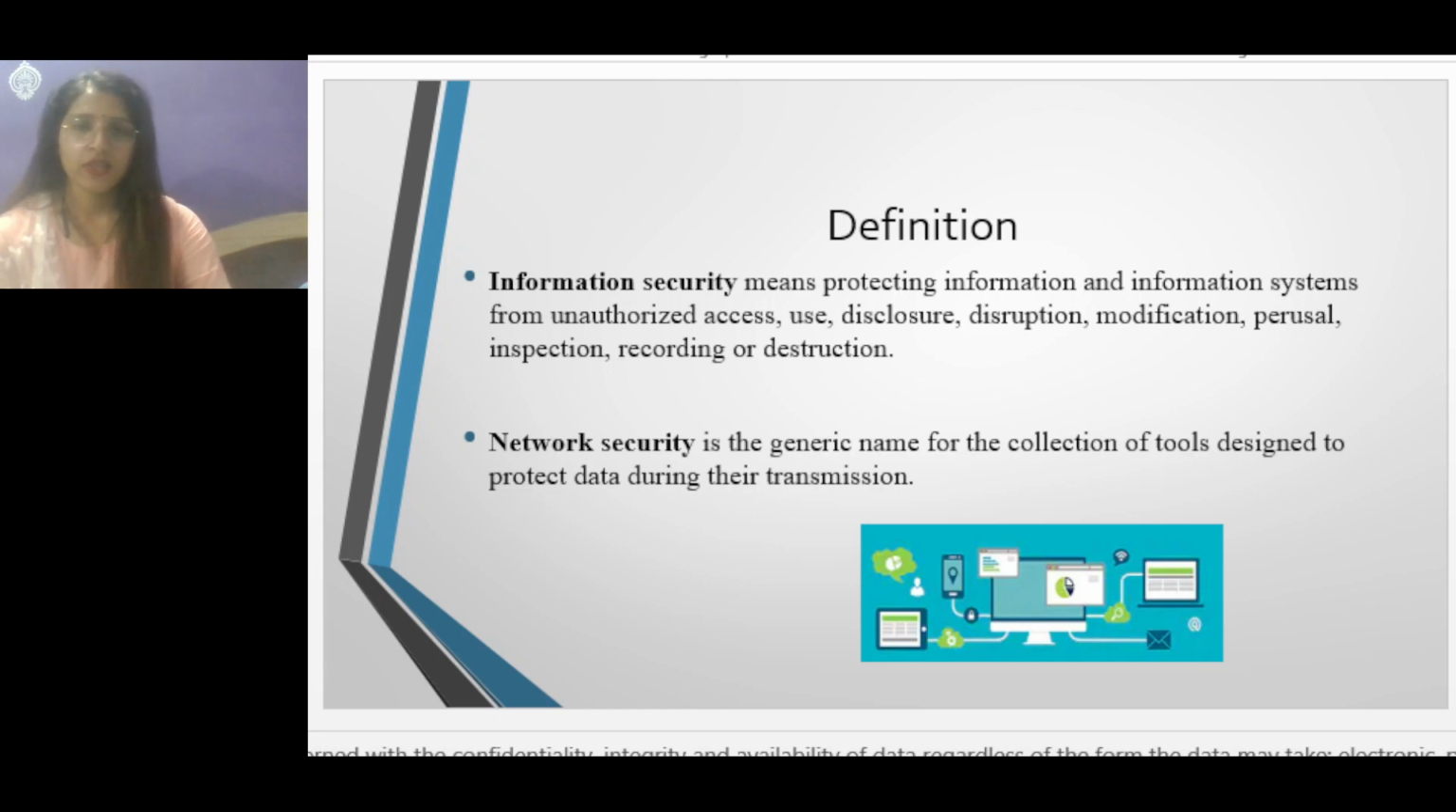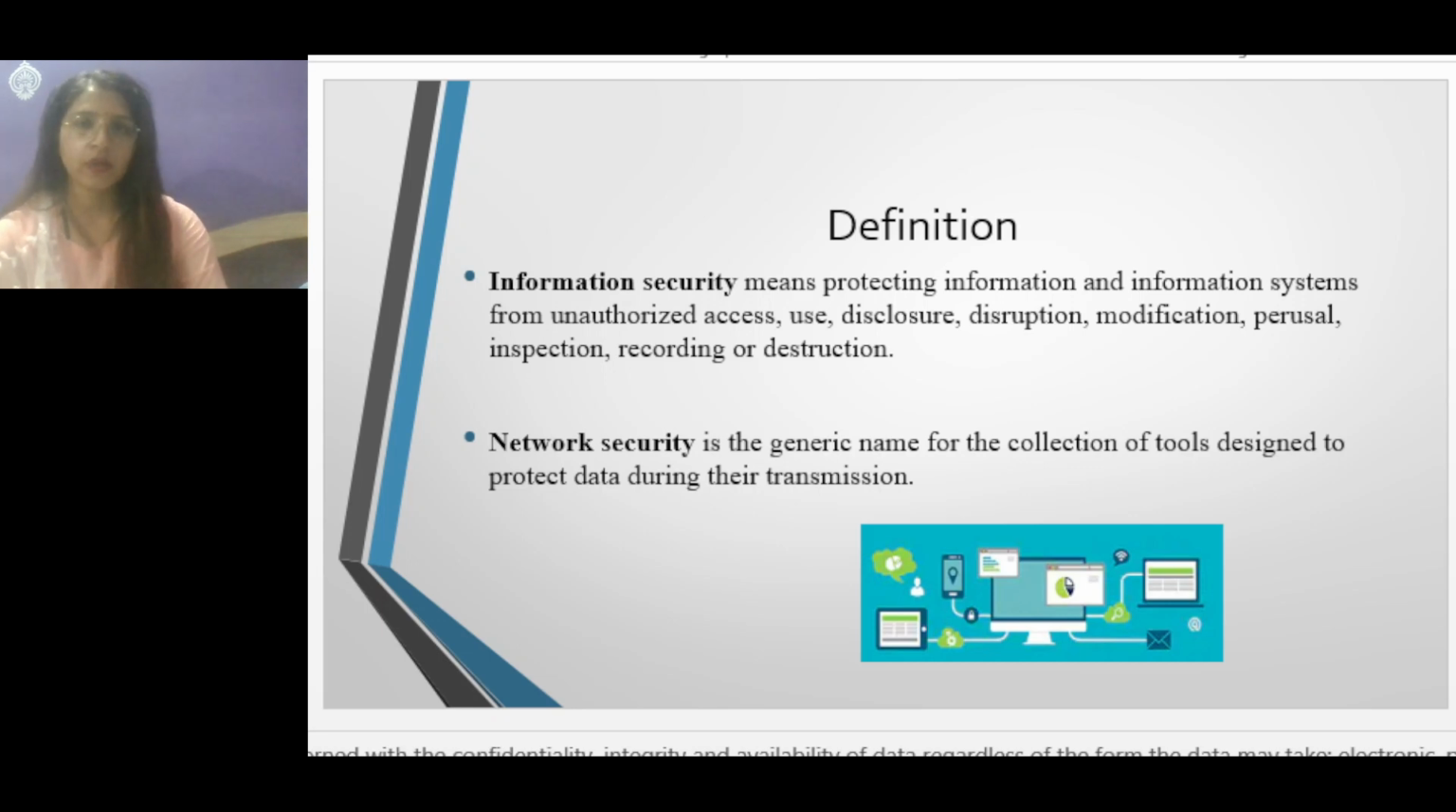First is the definition. What is information security and what is network security? What do you understand by information security? Information security means you are going to protect the information from unauthorized access. You are going to protect the information system from unauthorized access, modification, recording, destruction, and everything. So you are going to protect your information and the information system in information security.